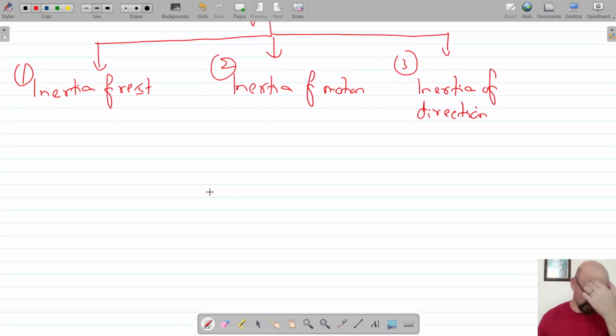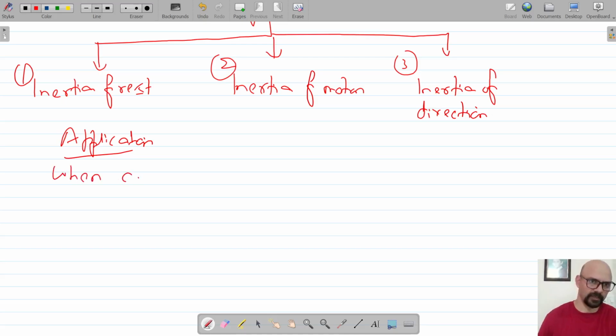Now let's consider some daily examples where inertia is applicable, or where we can find the use of inertia. The first one is when a car suddenly stops or starts, the passenger moves backwards. So the first application is when a car starts, and we will see what type of inertia it is, the first one, the second one, or the third one.